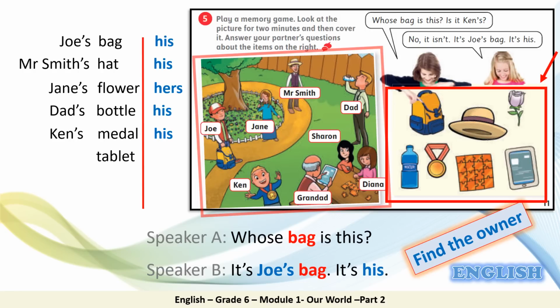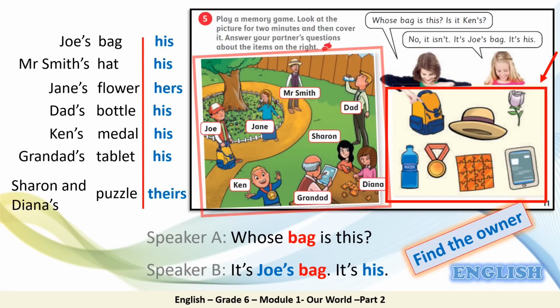Next item is the tablet. Whose tablet is this? It's Granddad's tablet. It's his. After that, we have the puzzle. Whose puzzle is this? It's Sharon and Diana's puzzle.